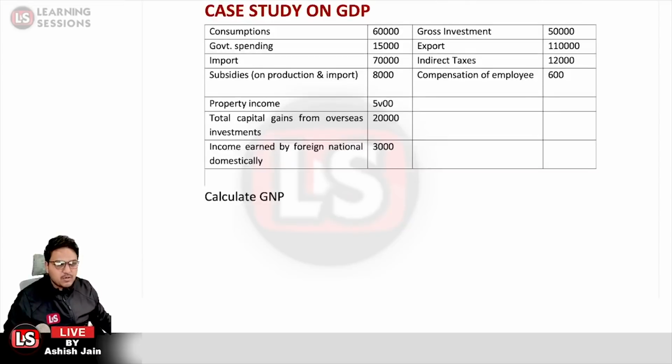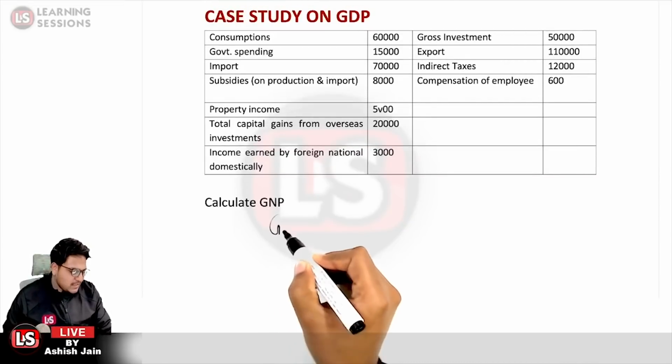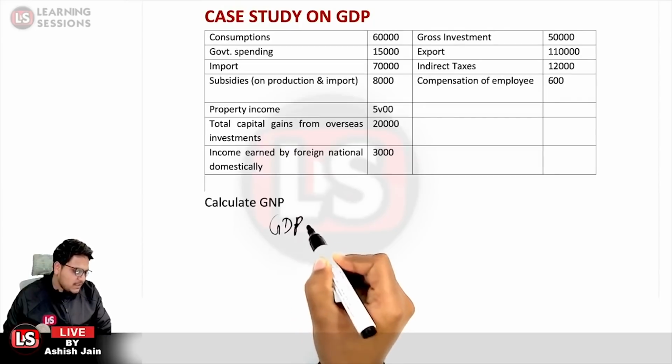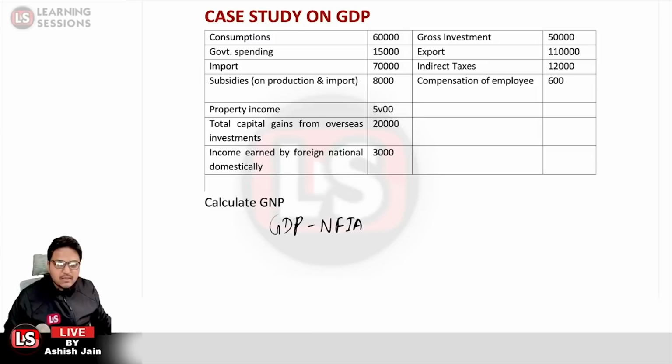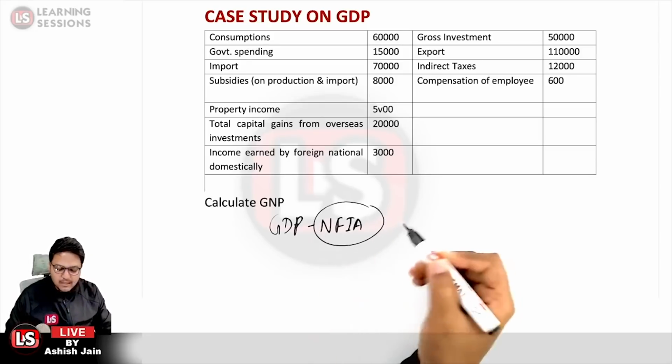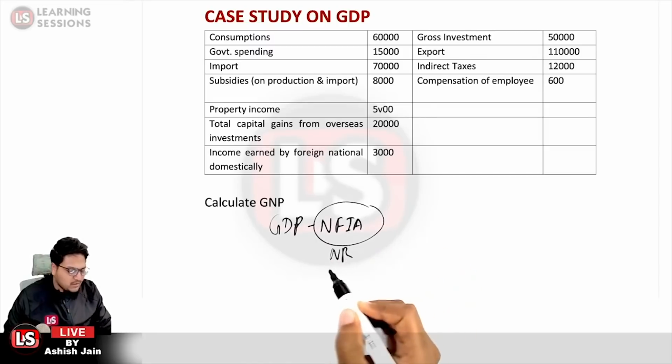As for calculating the GNP, you'll be adding the NFIA to the GDP. Now what is NFIA? This is the net factor income from abroad. We can name it net factor income from abroad, or we can say net receivables also.